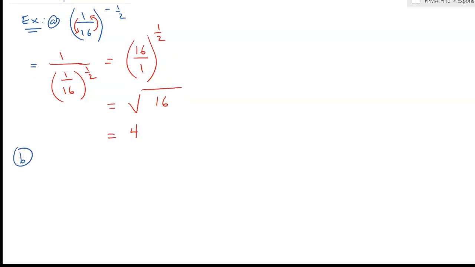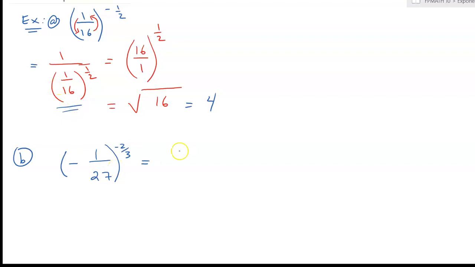Okay, next one. Let's deal with negative 1 over 27 to the power of negative 2/3. Let me change that, put that in here. Here you go. All right. So we'll do the same thing again. This time we're going to bypass this step.